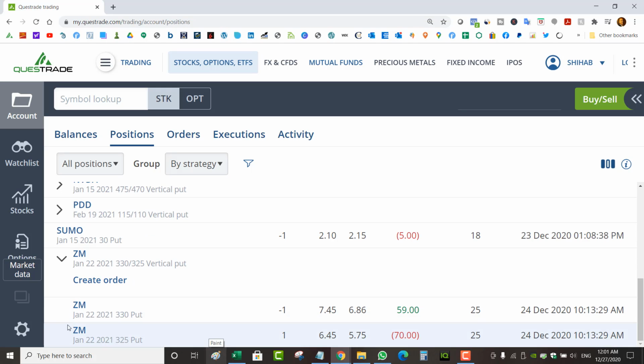And finally, in my margin account, I've got a Zoom put spread for January 22nd at a 330 strike, collected $1. Showing a small profit, is it? I think it's showing a small profit, yeah, because the premiums have dropped in value, as you can see here.